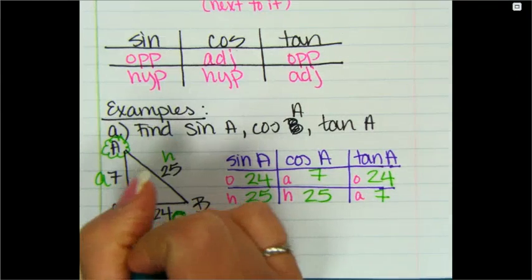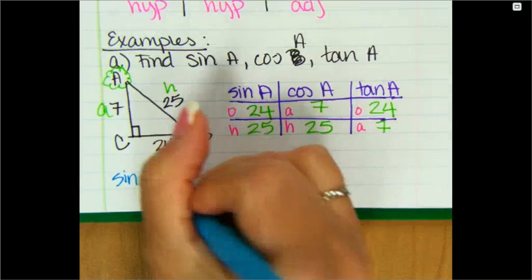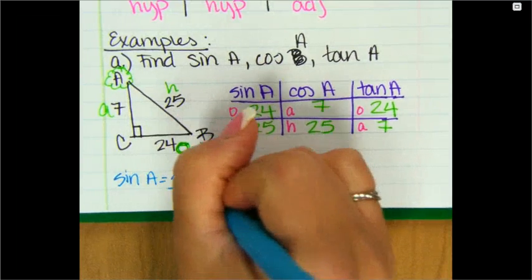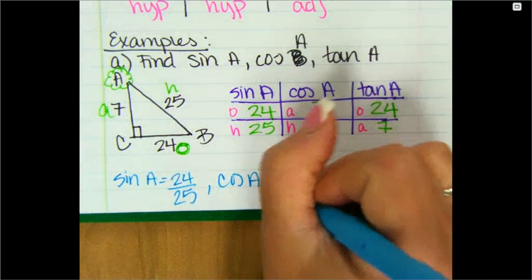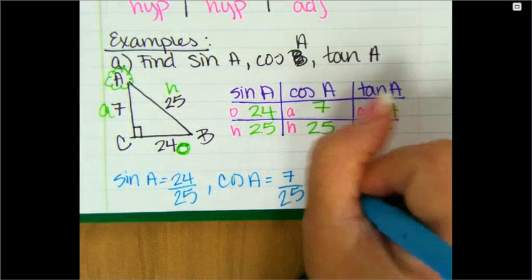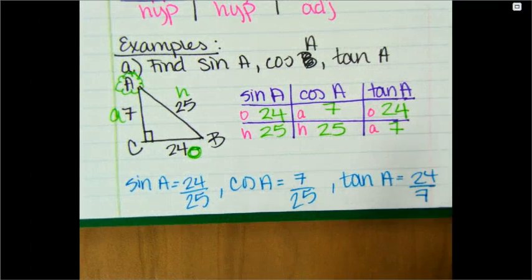Okay. A ratio is a what? Fraction. So I'm going to say sine of angle A is equal to, what's my fraction? 24 over 25. It's a nice little chart for me. Cosine of A is the next fraction, which is what? 7 over 25. And tangent of A is 24 over 7. Questions? Speak now or forever hold your peace. Okay. Ready? We're going to do it again.